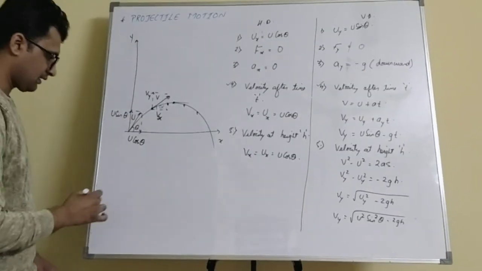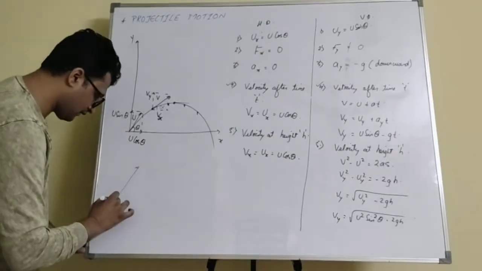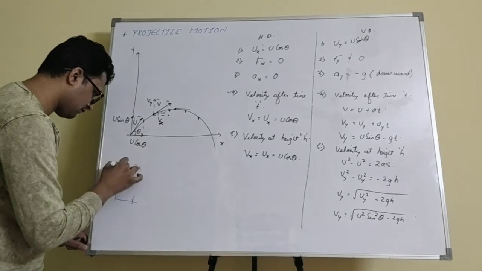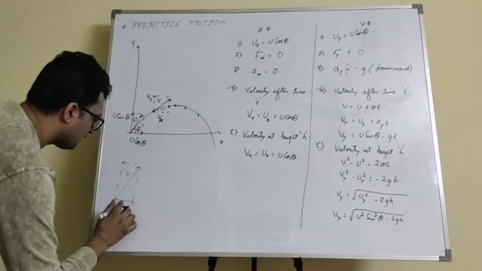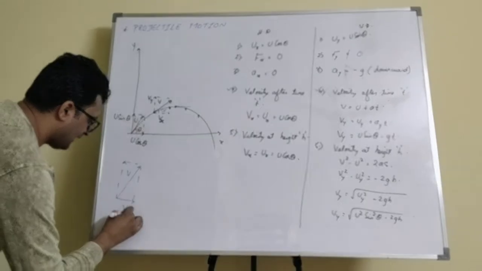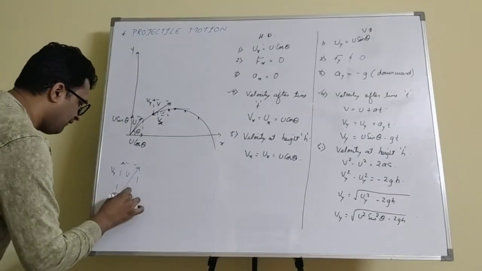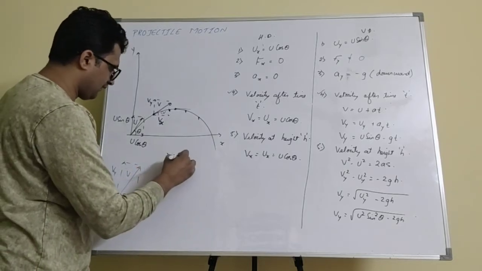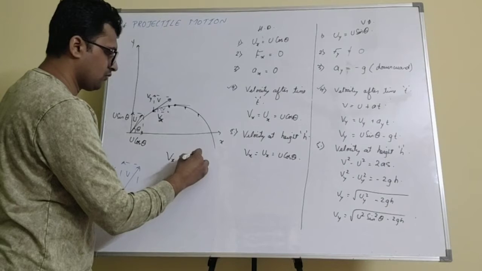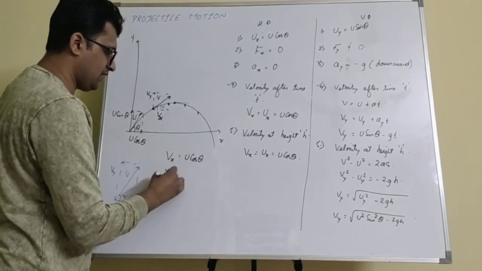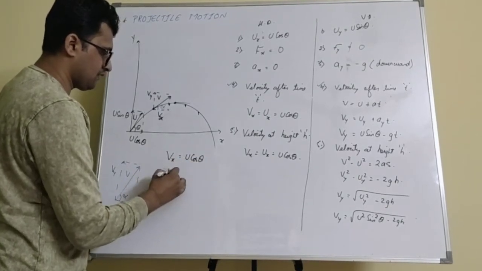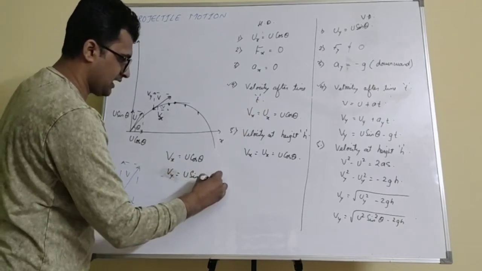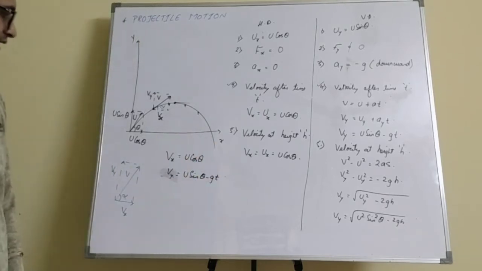Clear? Now listen, let's make it once again. This is velocity v, this is vx, this is vy. Alpha is the angle made by it. So vx will be u cos theta and vy after time t will be u sin theta minus gt.